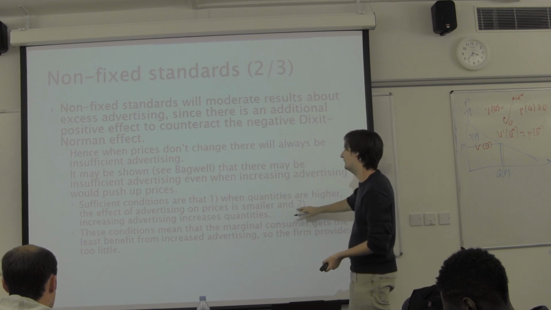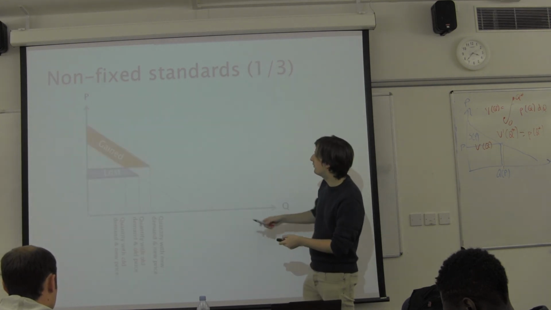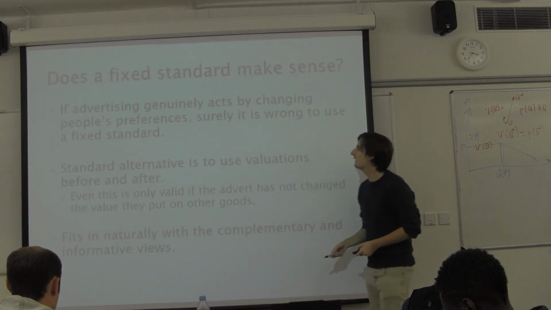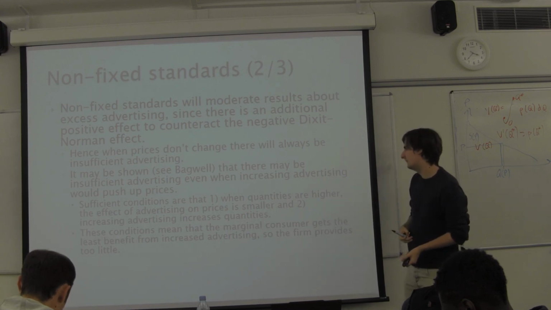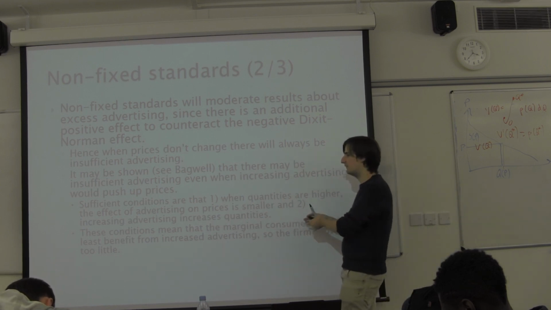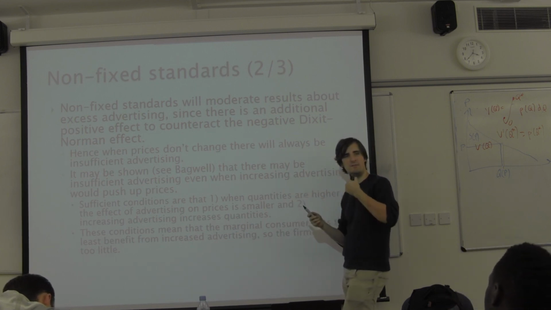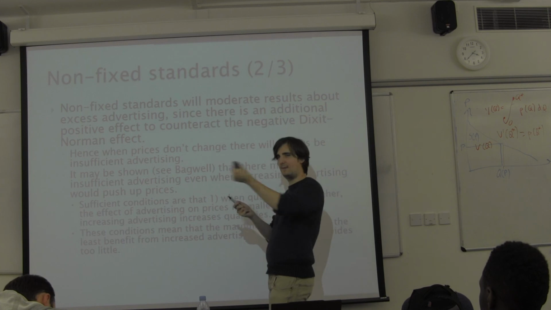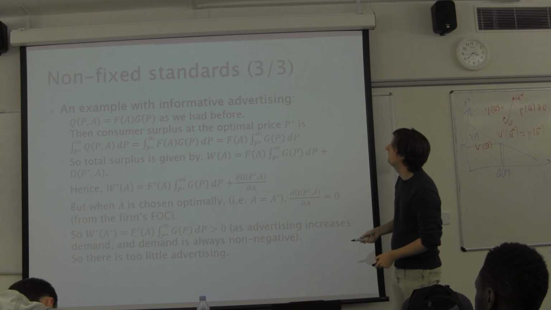And you also need it to be true that increasing advertising increases quantities. Okay, so in this graph, the way I've drawn it, increasing advertising was increasing the quantity. It is the opposite. So if these two conditions are satisfied, then yeah, it turns out that the marginal consumer is getting the least benefit from the advertising. Okay, so the firm effectively only cares about the marginal consumer. You know, you set the price in order to persuade the marginal consumer to buy it. Okay, so there's going to be too much.